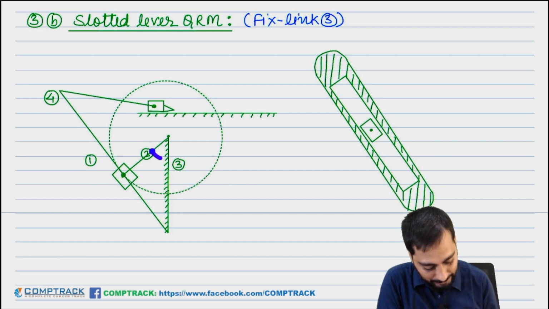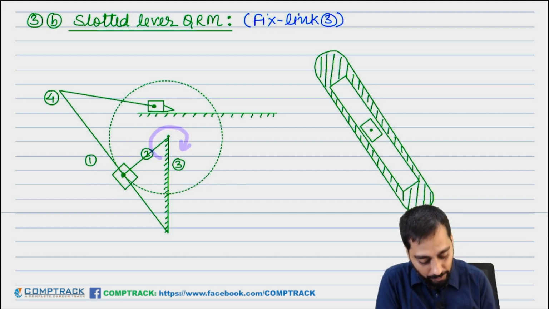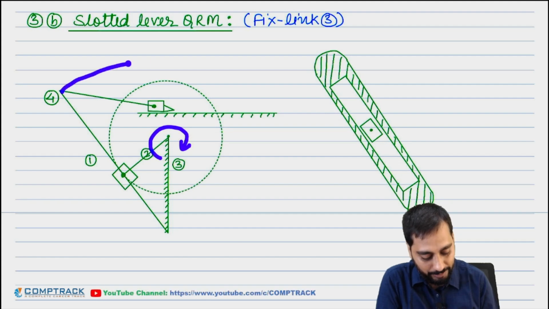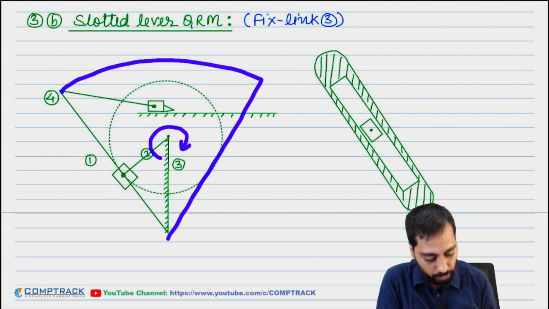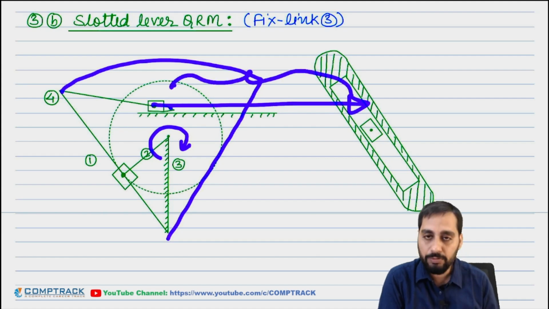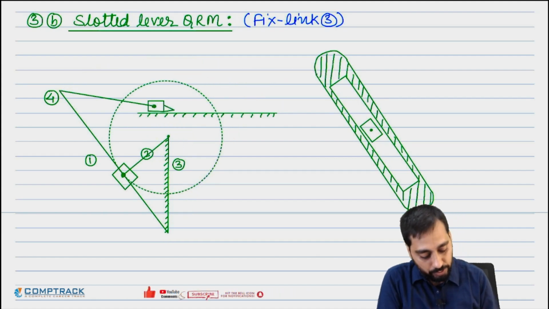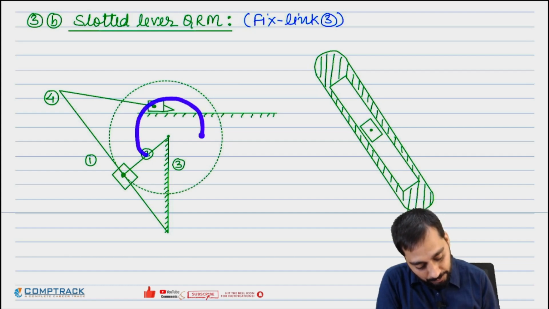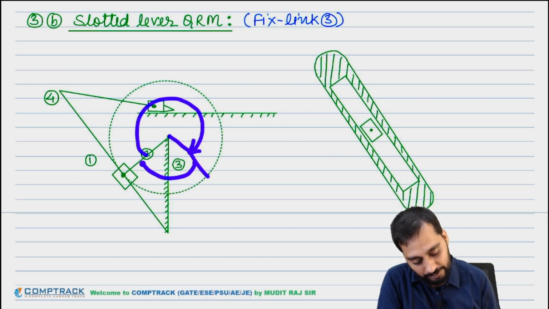Let's say this crank is rotating like this. So now it will start the motion. When it goes from here to here, the tool will move from here to here. This will be the stroke of the tool. So for the forward motion, this will be the forward angle. And this will be the return angle.